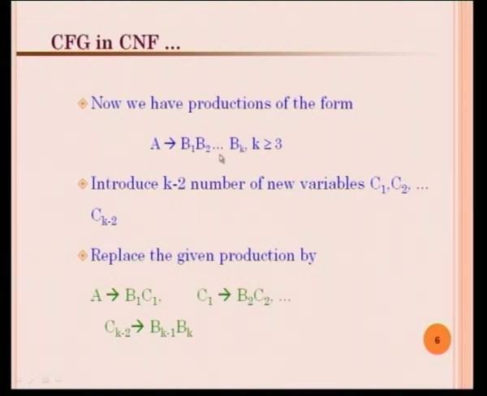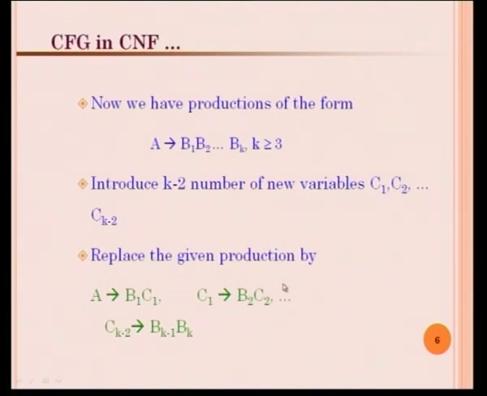So how do you do that? First you start with A, you introduce B1, and for B2 to Bk we introduce a new variable called C1. That C1 is once again going to be expanded, with the production rule C1 starting with B2, and for B3 to Bk we give another new variable, C2. Suppose k is only 3, then introducing C1 itself is sufficient, because C1 becomes B2 and B3, and we can stop.